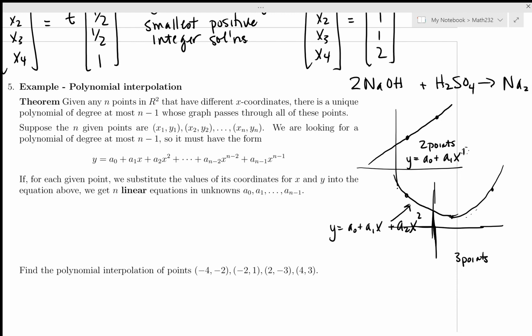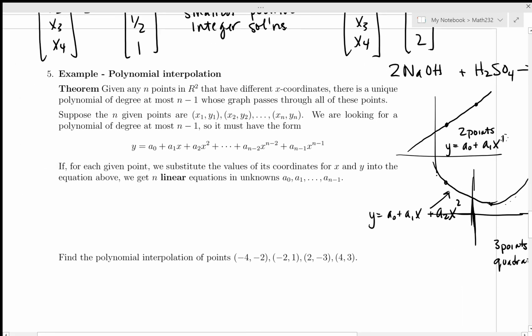So I've got 3 points, and then I have a quadratic fit. We would say we fit a quadratic to those 3 points, and you notice the quadratic is of degree 2. So 3 points, then the polynomial is of degree 2. If I had 4 points, the polynomial will be of degree 3.